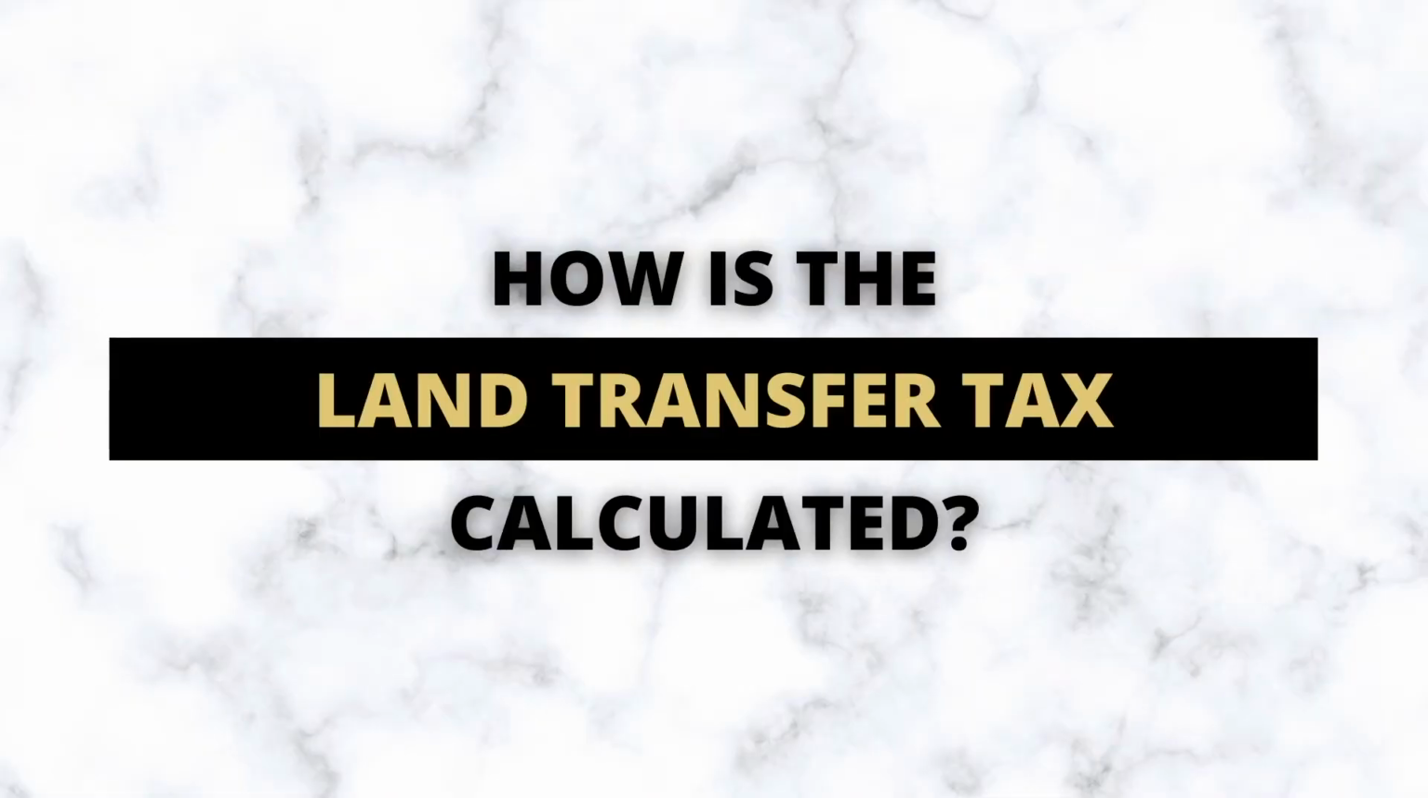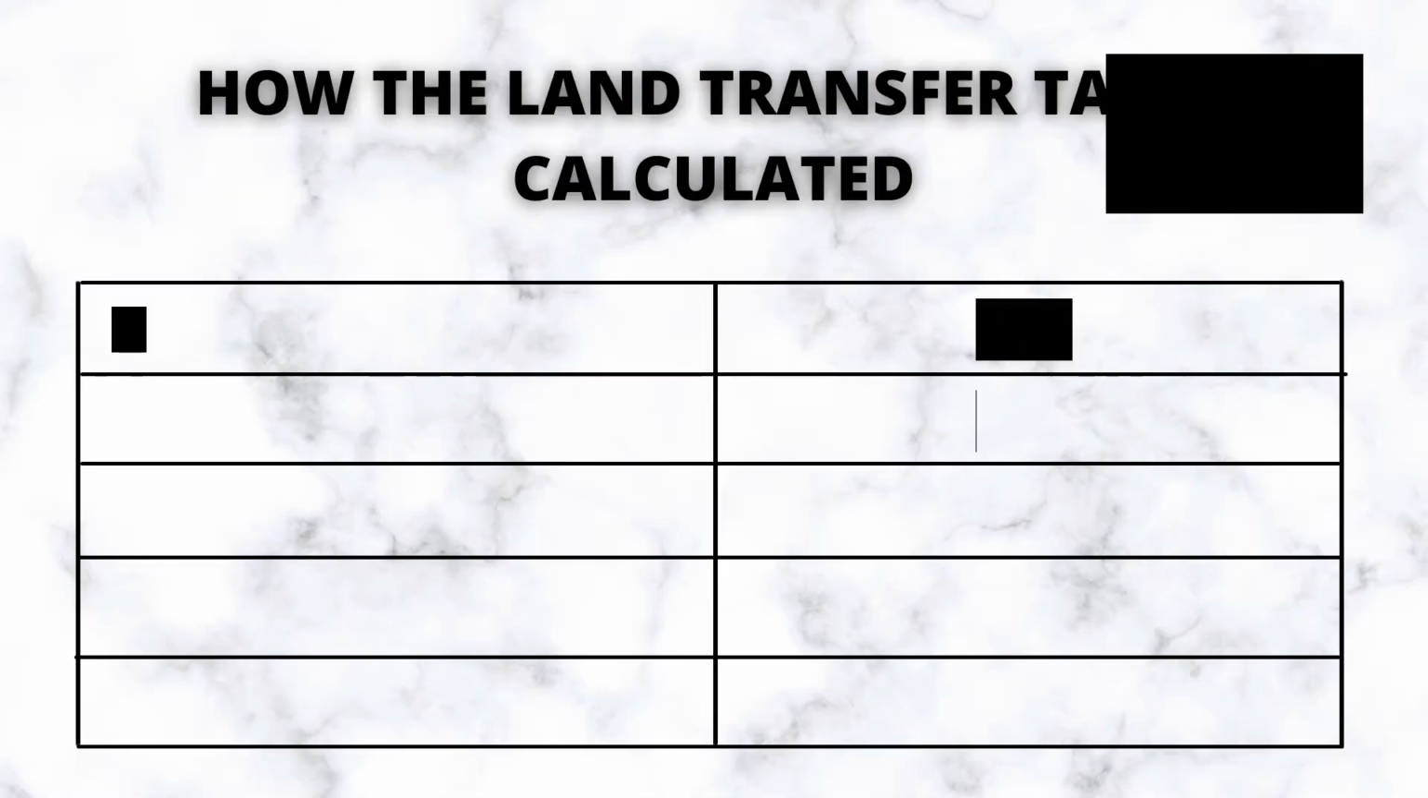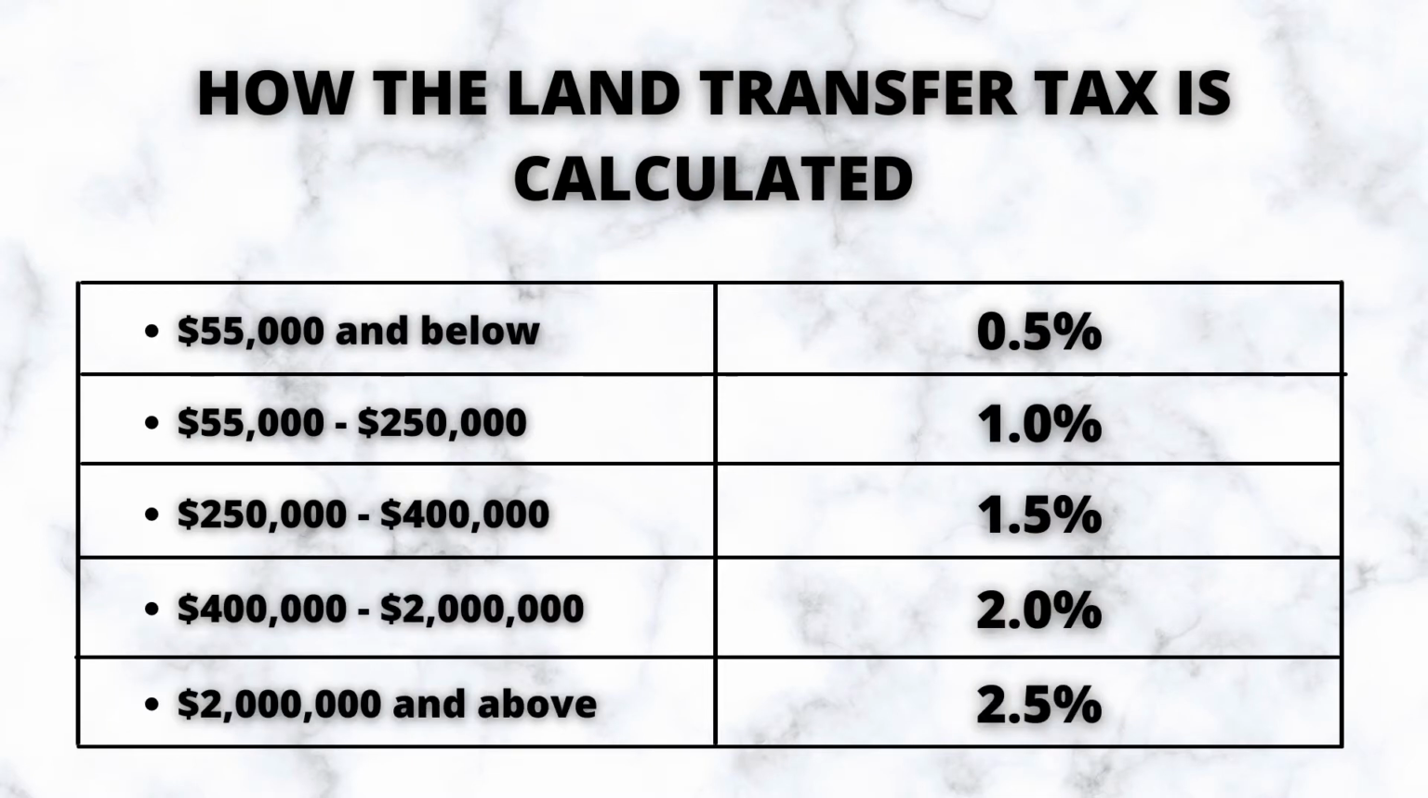So how's the tax calculated? This is where things get a little confusing. The tax is calculated as a percentage of the property value. The way it works is that the percentage of tax charged incrementally increases as the value of the property goes up. If we take a look at this chart, you can see that for the first $55,000 of the property value, the tax rate is 0.5%. Now from 55K to 250K, the tax rate is 1%. And then you can go down the list, you see, 250 to 400K, tax goes up to 1.5%. From 400 to 2 million, the tax is 2%. And then anything over 2 million, that amount will get taxed at 2.5%.